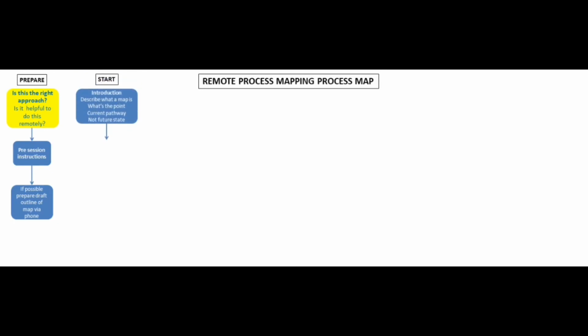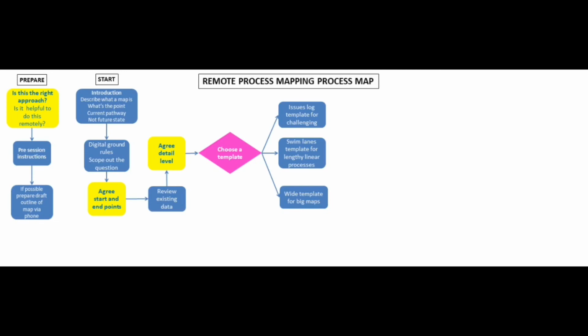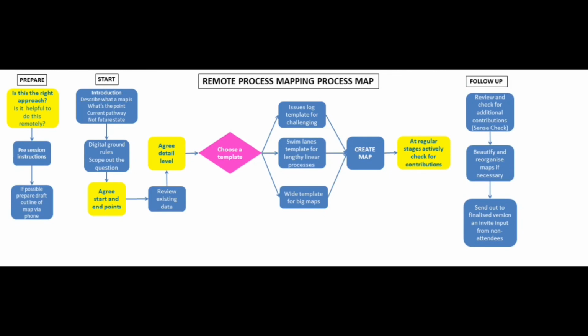So to sum all of this up, here's a process map of how to create a remote process map. So prepare in advance by sending out instructions and agreeing aspects in advance if you can. Start the session with an introduction so that people understand what they're working on and perhaps have a group agreement digitally. Agree about the detail level, the start and end point. Maybe start with a template in advance that helps you to facilitate the session, and then do all of the work to create the map, stopping at regular intervals to check for additional contributions for the group, and then follow up for any further contributions after the session, do some additional formatting and send out the final version to the attendees.